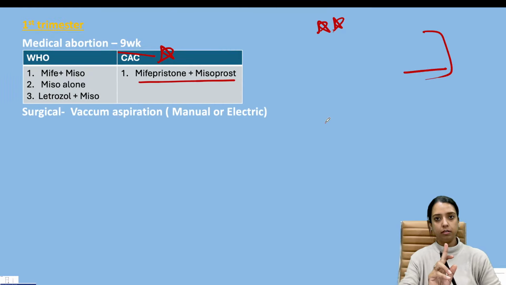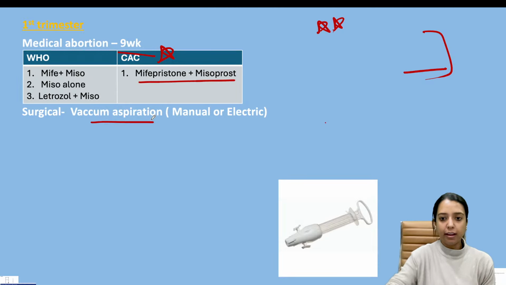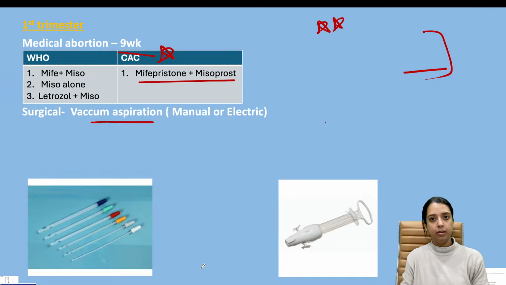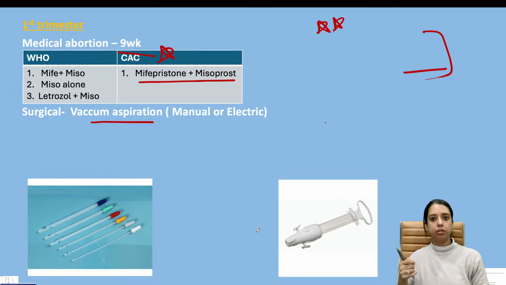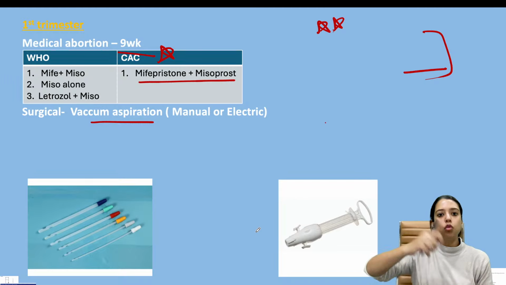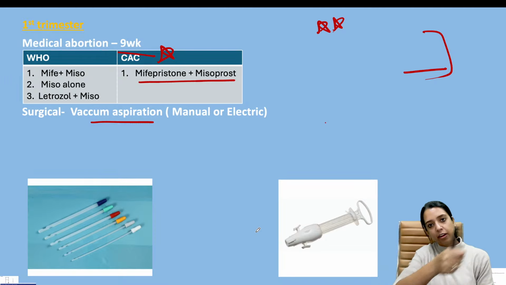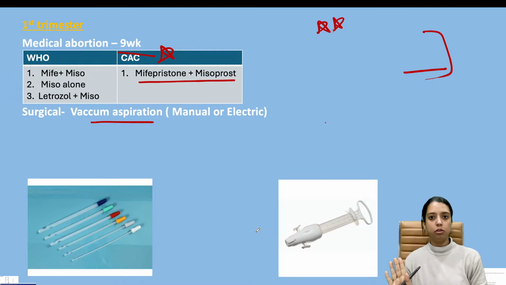surgical abortion. And surgical method is vacuum aspiration. You just take the vacuum, either this manual syringe is taken or you connect the cannula with the electric pump. You don't need anything else. You just create a vacuum and suck it out. So in first trimester, only vacuum aspiration is done. No curate. You don't need curate. You need manual or electric vacuum aspiration. If it is less than 9 weeks, medical abortion.